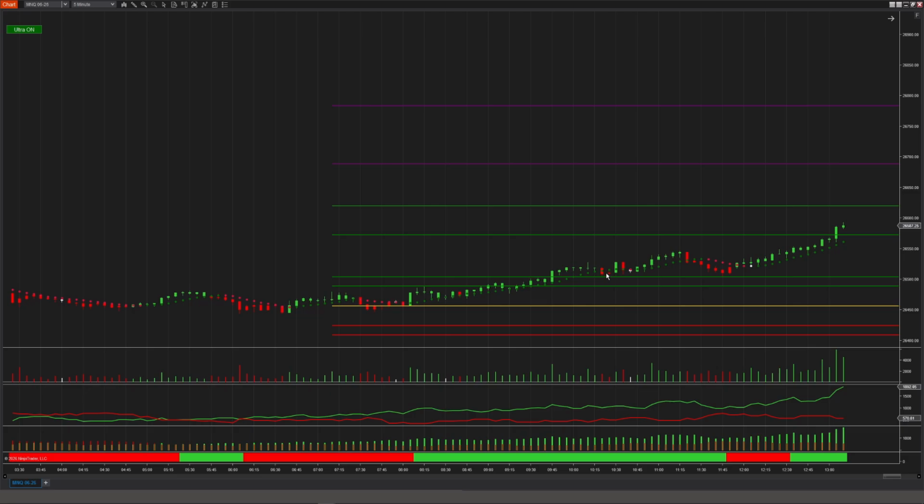We get a little pullback, but it doesn't get back to our level. And then we get a pullback back to this level. So if we didn't get in here, this is an ideal opportunity to go long at this level. Even though we're pulling back, we can still see that volume is in our favor with the Viper indicator. So this is the volume Viper indicator.